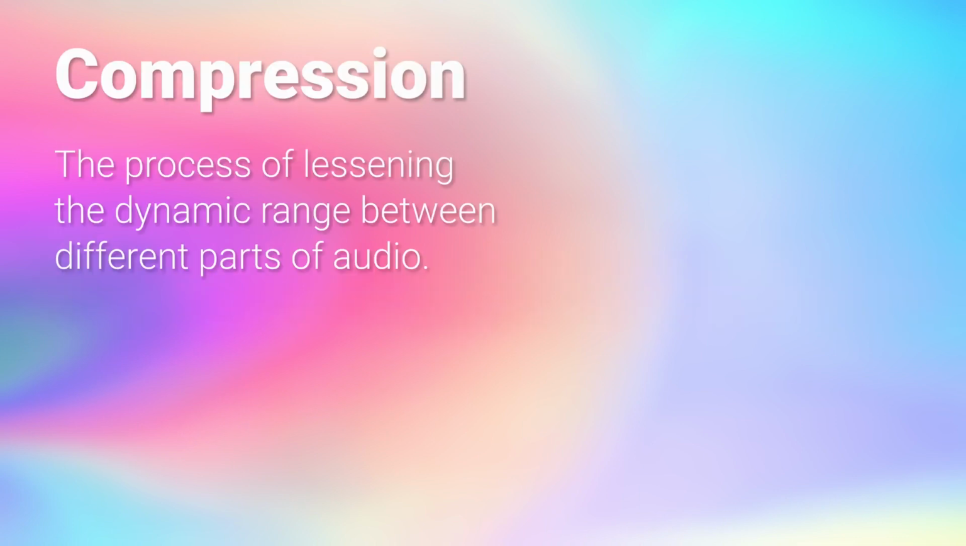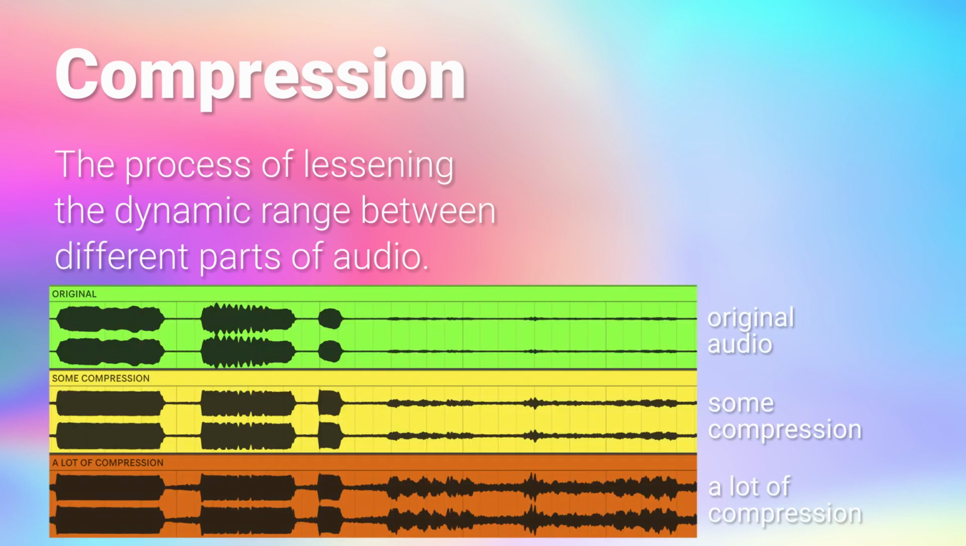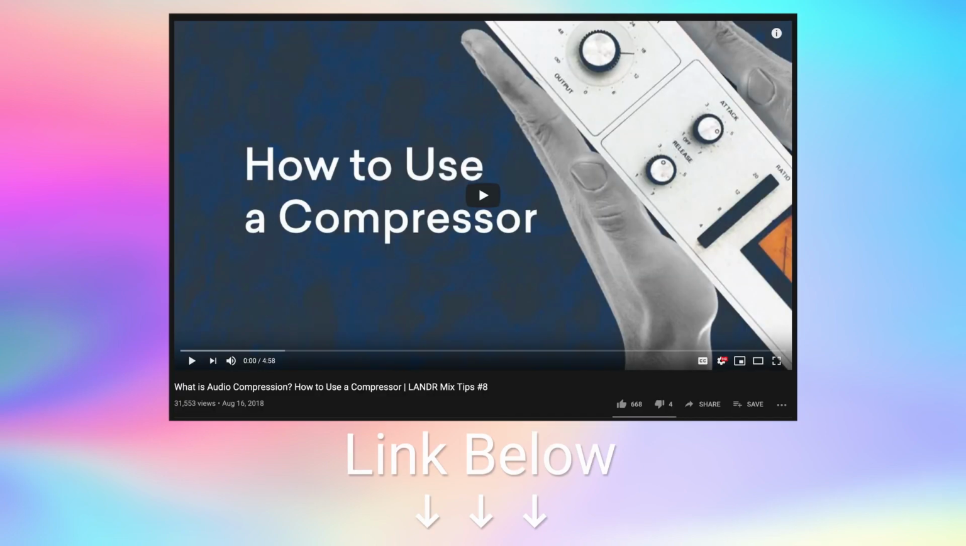Compression in music refers to the process of lessening the dynamic range between different parts of audio. So if you had a clip where you're screaming for 1 second followed by whispering for another, a compressor would compress the audio so the parts wouldn't be as different in terms of their loudness. Compression can be a really complicated and confusing thing to explain, especially for beginners, so please check out this video if you want to know more.